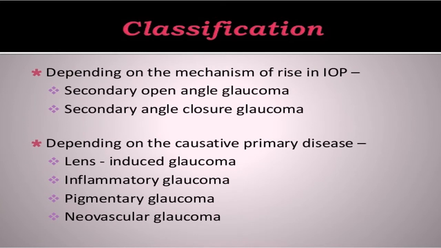Okay, the classification. We divide it into two types: one depending upon the causative factor, and the other by the mechanism. By mechanism, it is either angle closure or open angle. By causative factor, it can be lens induced, or inflammation, or pigmented glaucoma, or neovascular glaucoma. So we'll study these glaucomas one by one.